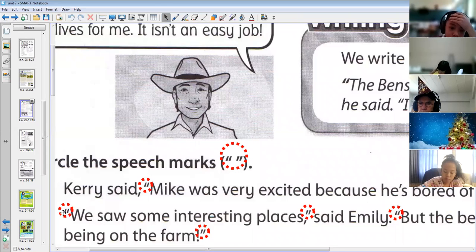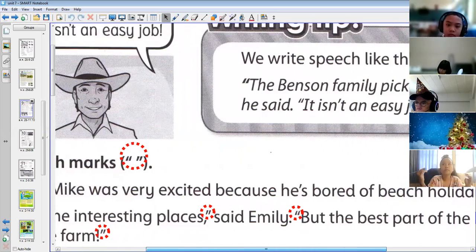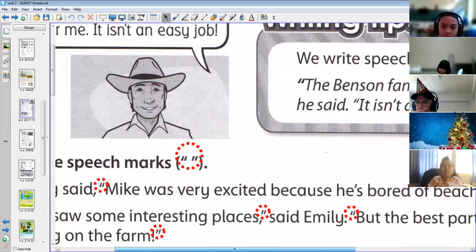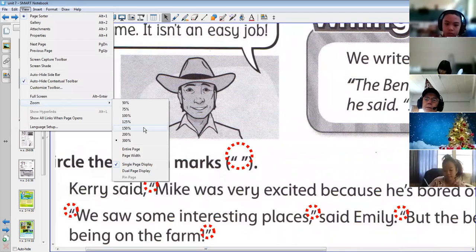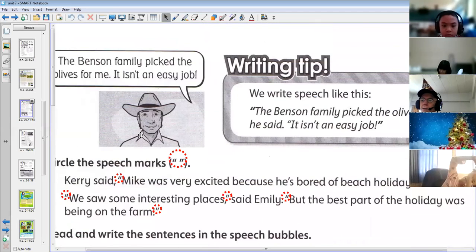And here you start with the speaking, so start with the speech marks. We saw some interesting places, and then stop speaking. Emily said, or said Emily, and then start speaking again. But the best part of the holiday was being on the farm. Right, so make that smaller now. There we go. So you should have these speech marks circled with a color pencil in your book.